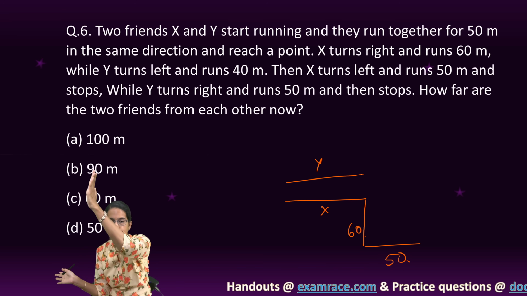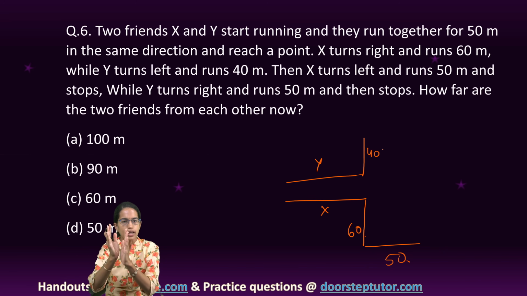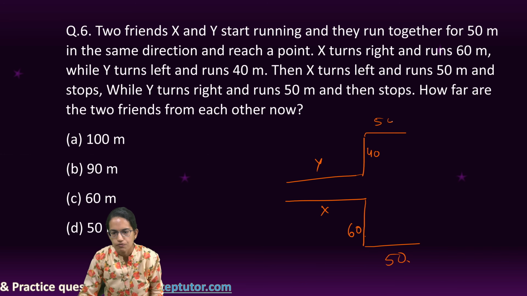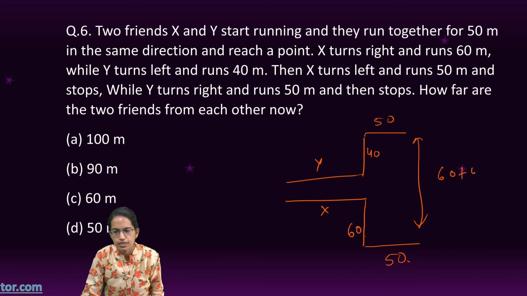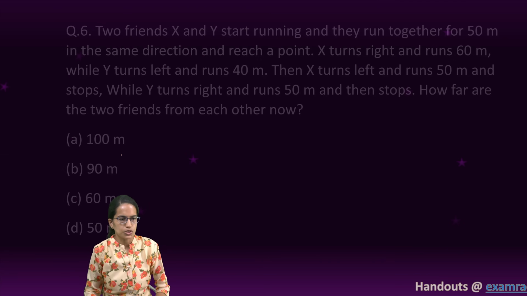Now Y takes a turn left and runs 40. So Y would run here 40, and then Y would turn right to 50. Okay. So that is 50. So what is the gap? The gap here is 60 plus 40, which is 100. So 100 is the right option here.